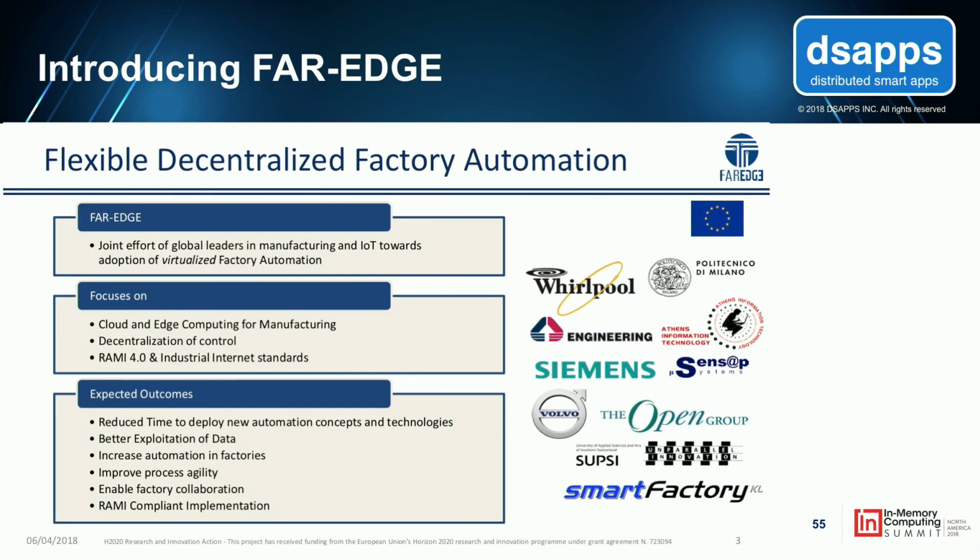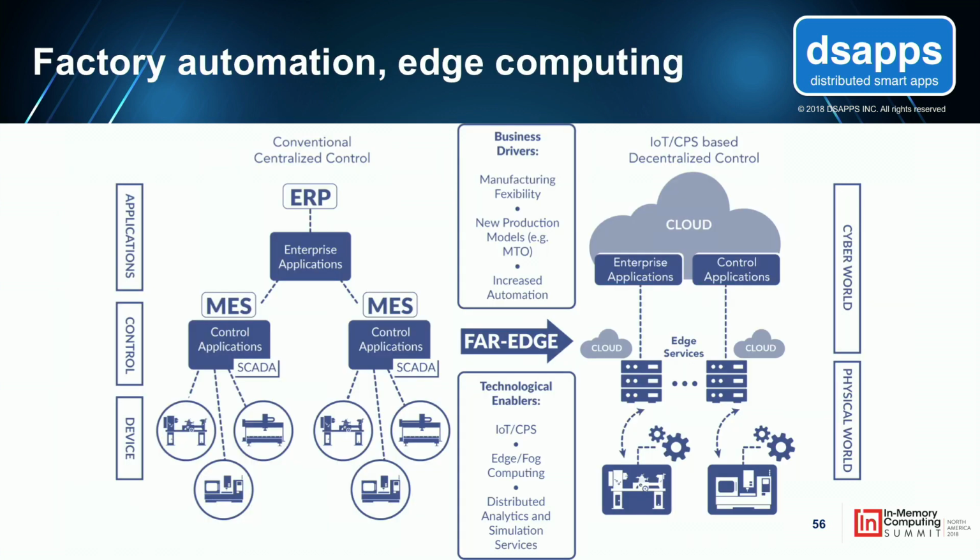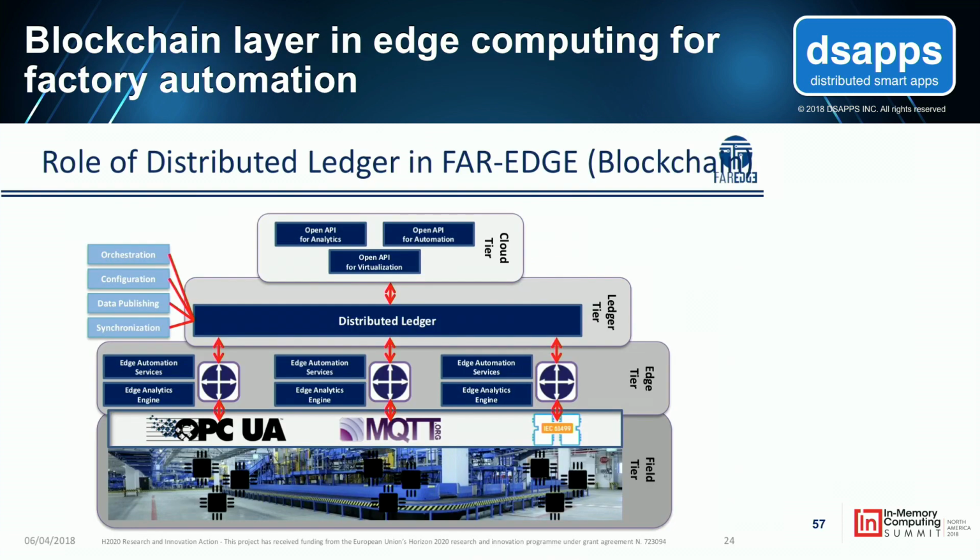And quickly, another area is manufacturing. So there's this platform called FarEdge, which has been adopted by all these companies up here, and they've adopted edge computing, cloud and edge computing, and they support distributed ledgers. So this is another case of this whole area of factory automation, which is adopting the distributed ledger.